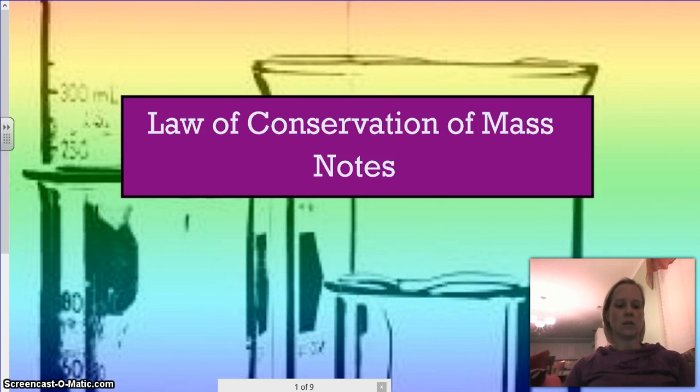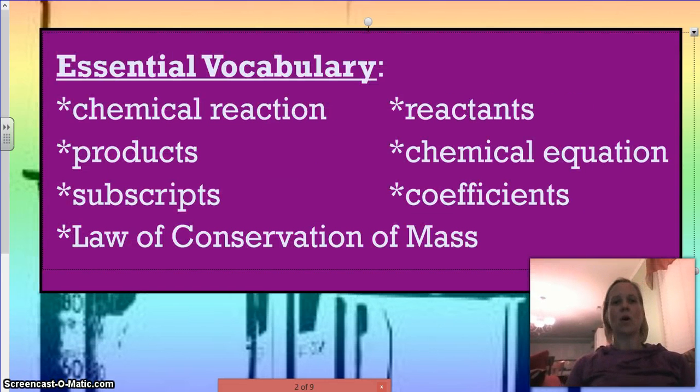This is pulling together how we have reactants and products and how a chemical reaction would actually occur. All right, so instead of essential questions, these are the essential vocabulary words. When you finish this, you need to make sure you understand what these terms mean. If you don't, you go back through and you investigate them. So what is a chemical reaction, reactants and products, what is a chemical equation, what are subscripts and coefficients, and of course then what is the law of conservation of mass.